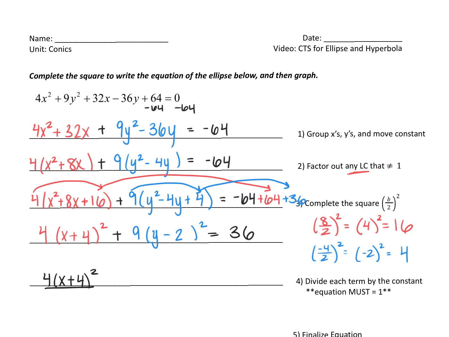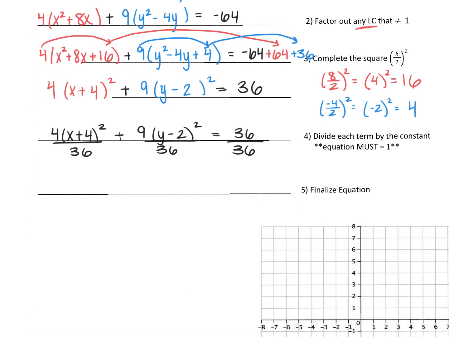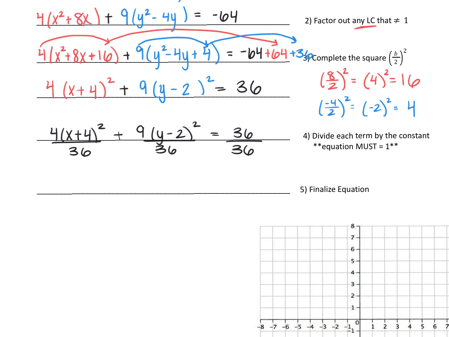So we're going to divide each piece by the 36. Because why? 36 divided by 36 gives us 1, and that's what we want. So if we finalize this equation now, we can simply simplify 4 and 36. That will simplify to 1 over 9.